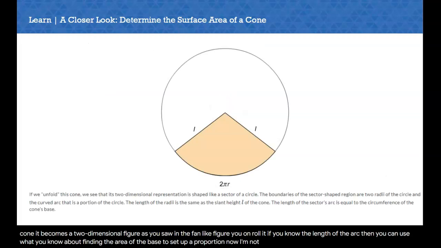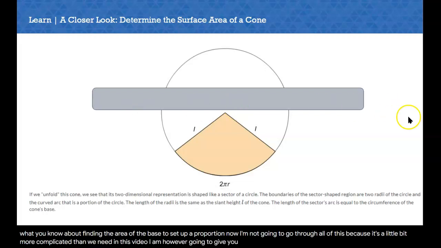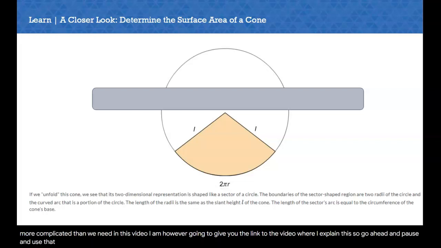Now, I'm not going to go through all of this because it's a little bit more complicated than we need in this video. I am, however, going to give you the link to the video where I explain this. So go ahead and pause and use that link to watch that video if you want to determine the surface area of the cone in more detail.